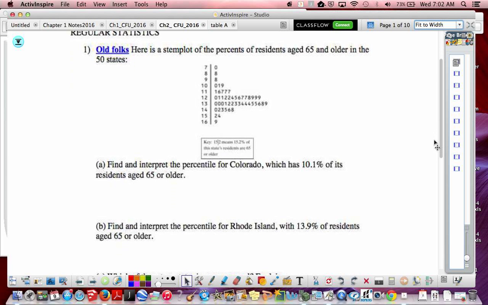If we take a look at number one here, it says old folks. Here is a stem plot of the percents of the residents age 65 and older in the 50 states. Notice how they give you a key to explain what each of those values means. It gives you the percentage of residents that are 65 years or older. In A it says find and interpret the percentile for Colorado, which is at 10.1% of its residents age 65 or older. So we want to find the percentile.